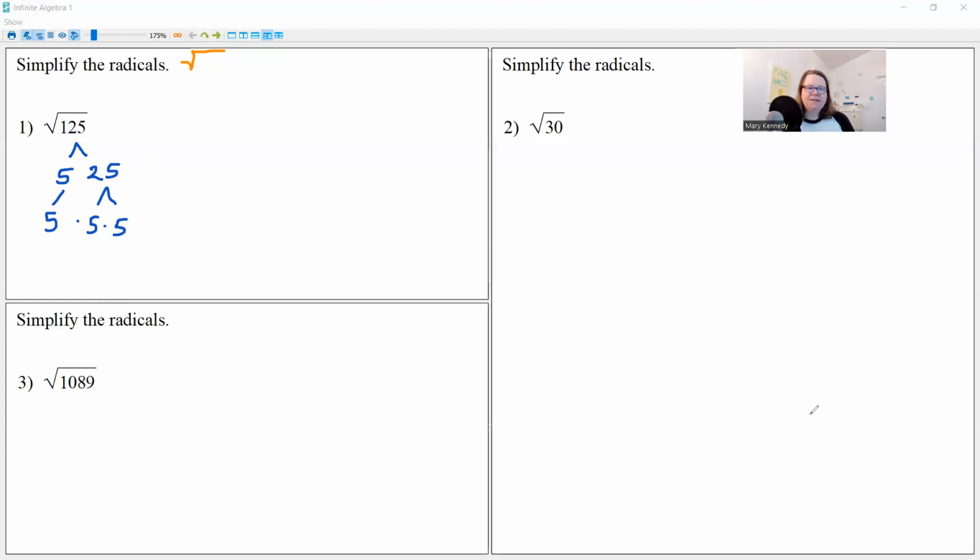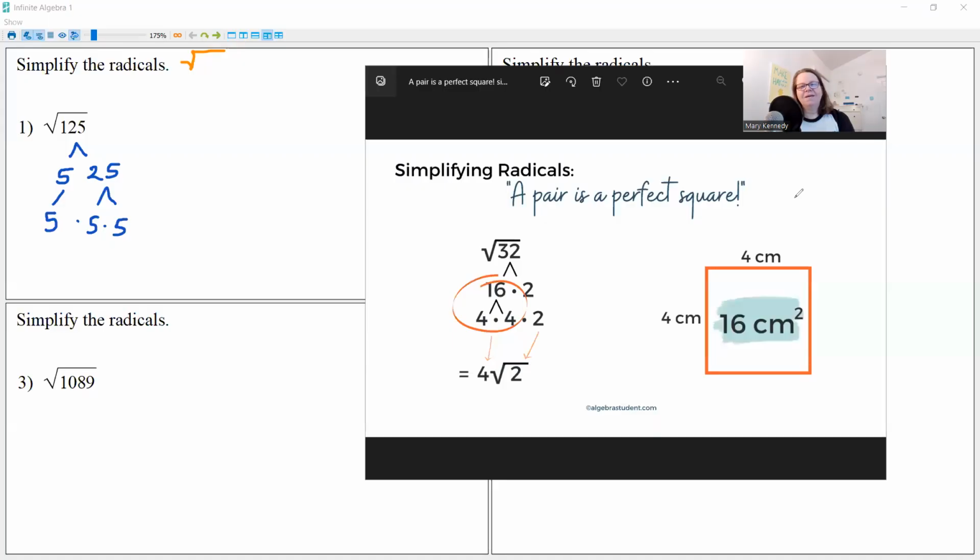When we look at this, notice that we have 3 5s. And so we're going to use this concept of a pair as a perfect square. And so we have 3 of them. So we have a pair of 5s here, and we have an extra leftover 5 there. And so when we are simplifying radicals, just keep in mind that a pair is a perfect square and you're looking for perfect squares within this number.